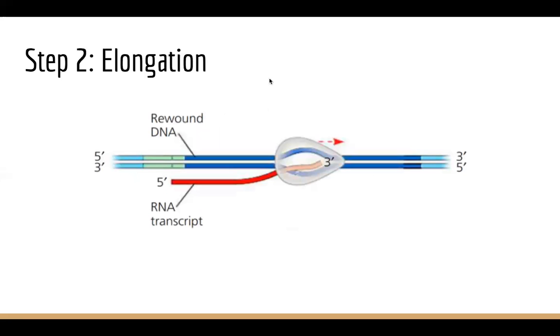The second step of transcription is elongation. And so we have our RNA polymerase that's going to make its way down the DNA, and specifically in the 5' to 3' direction. And so this new RNA molecule is going to be formed in that 5' to 3' direction as it moves along, copying from that template strand.